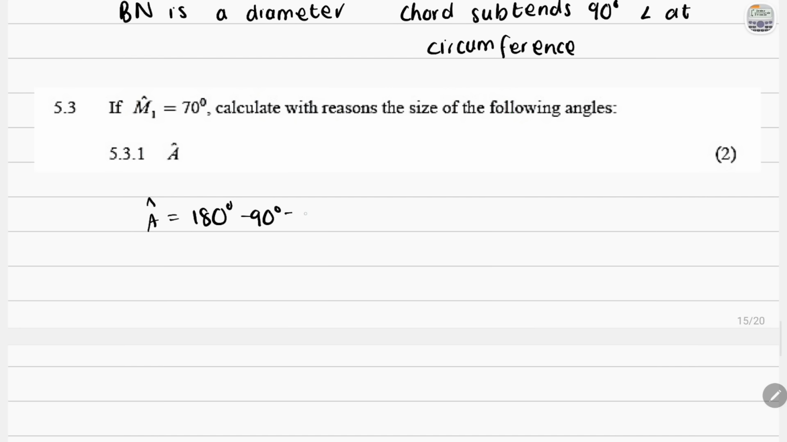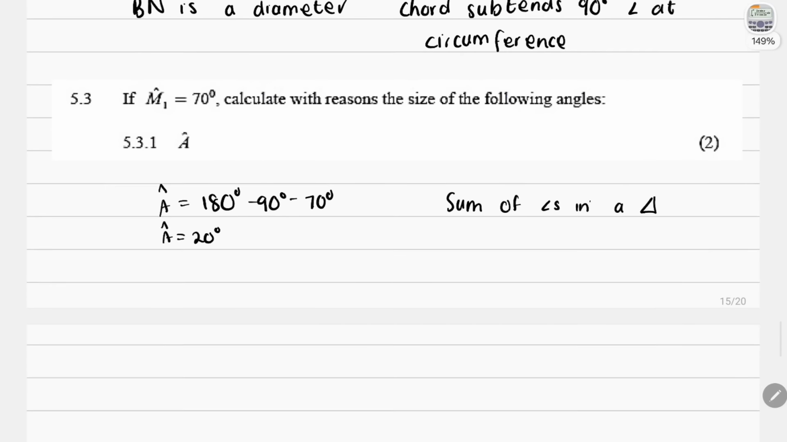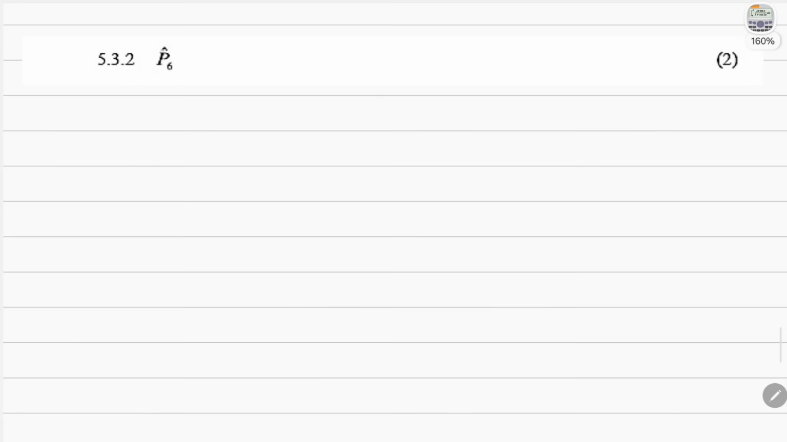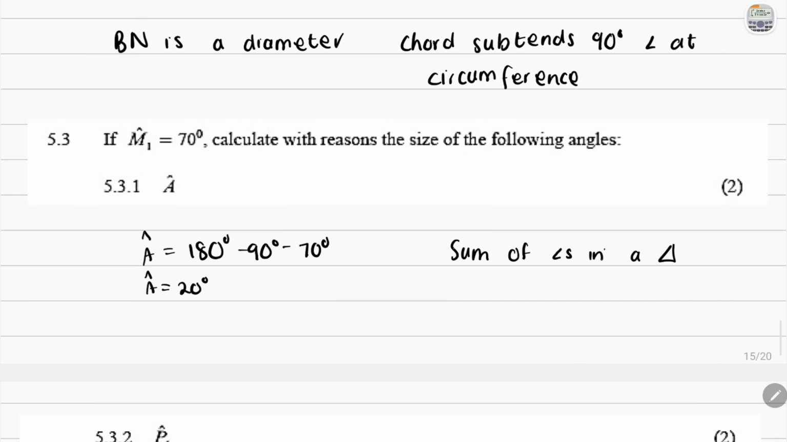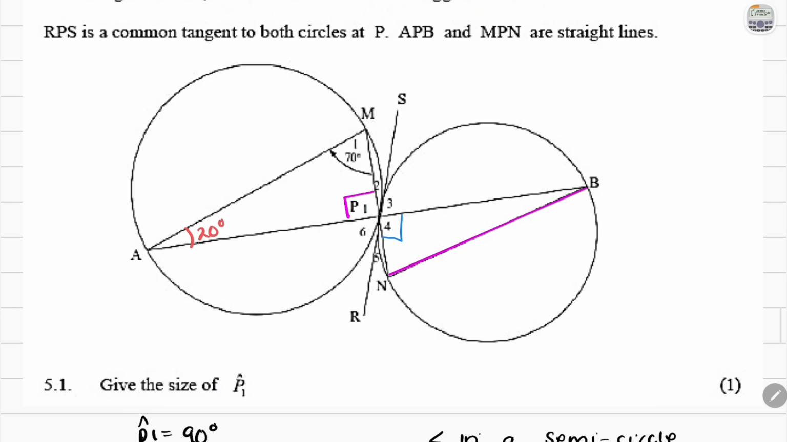And we know our reason. It's the sum of angles in a triangle. And so angle A is equal to 20 degrees. And that is our answer. Moving on to the next question. Next, we need to find the size of angle P6. Okay, I'm just going to fill in here as well that angle A is equal to 20 degrees. So how do we find angle P6?